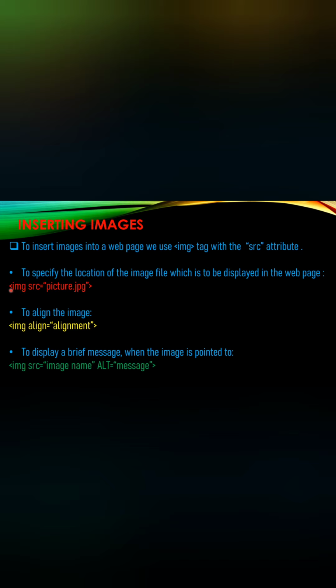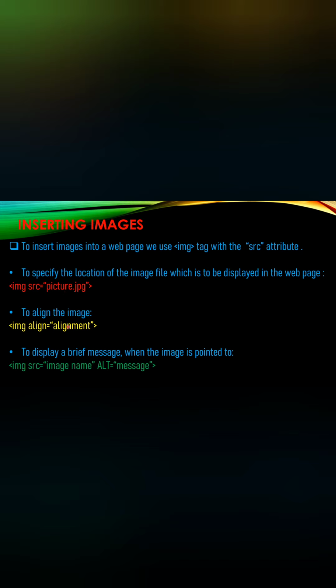Okay, you have to use src attribute along with the img tag to insert an image or to specify the location of the image. Okay, so img src equal to, then you have to enter the picture name in the form of .jpg. Okay, so within inverted comma you have to enter the picture name .jpg, then you have to close the tag. Okay, so this is the syntax for inserting image into a web page.